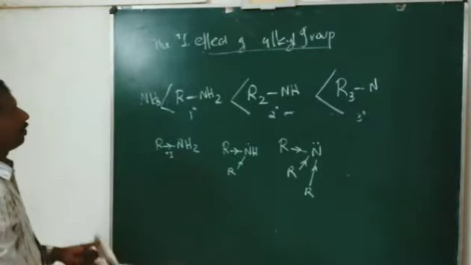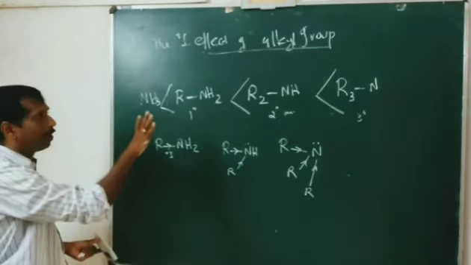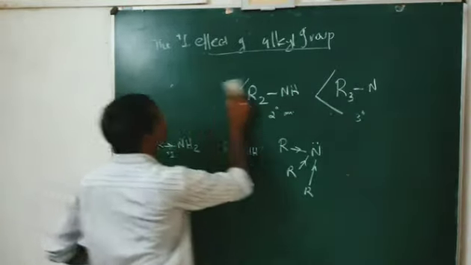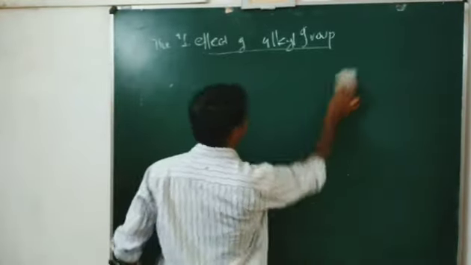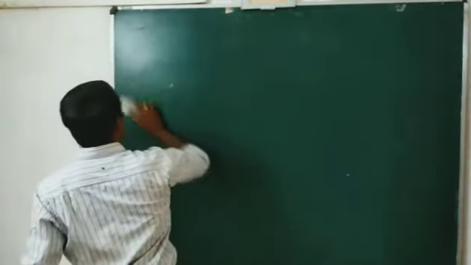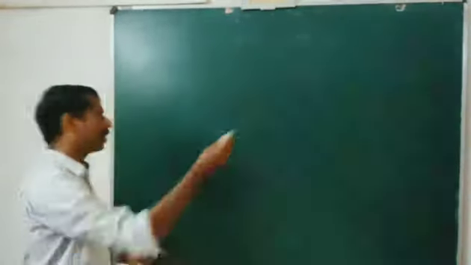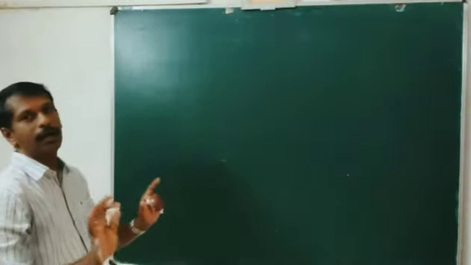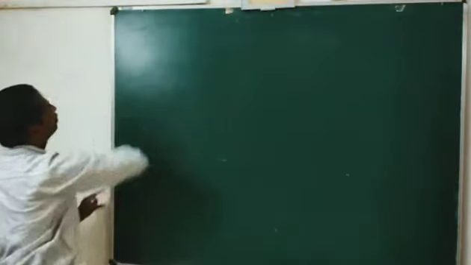Second factor, so once again you have to understand this. I hope you understood very clearly. On the basis of plus I effect, NH3 is least basic, and as the number of alkyl groups increases, the electron pushing nature, the plus I effect, will increase, and tertiary amine will be the most basic amine. Okay, now second factor.